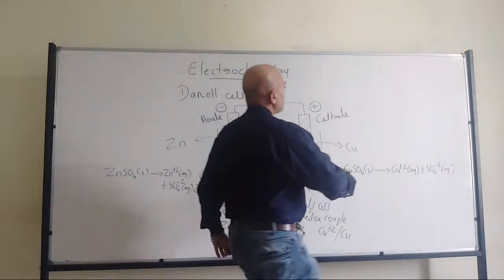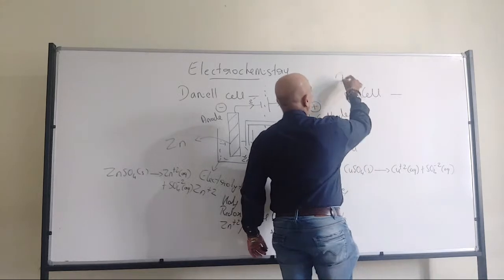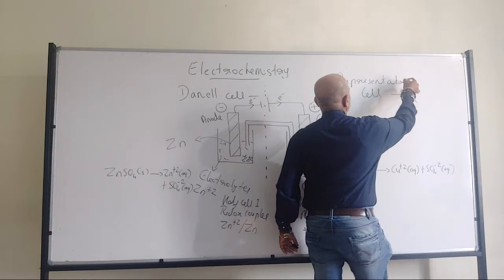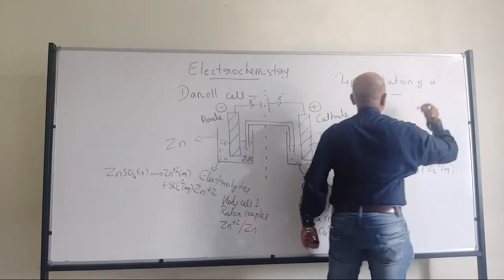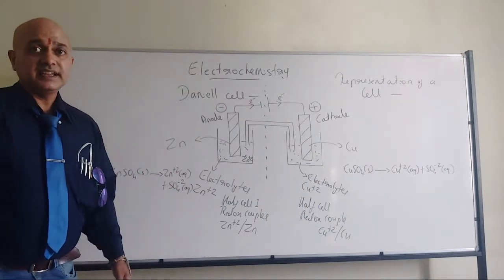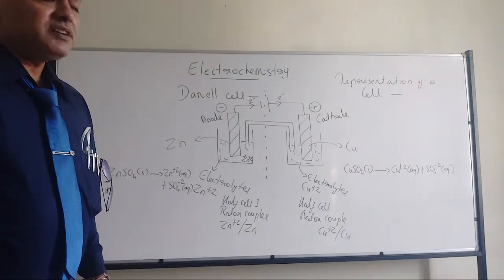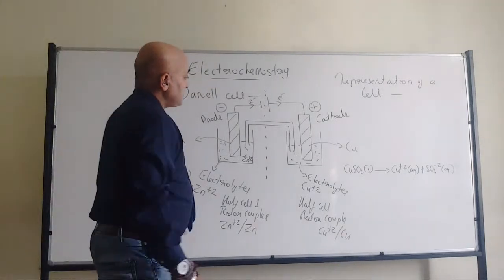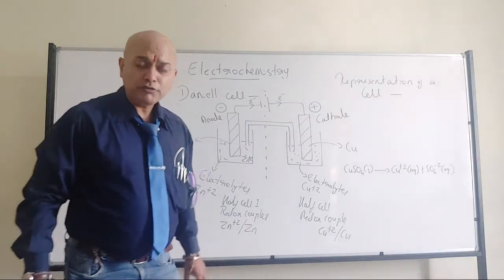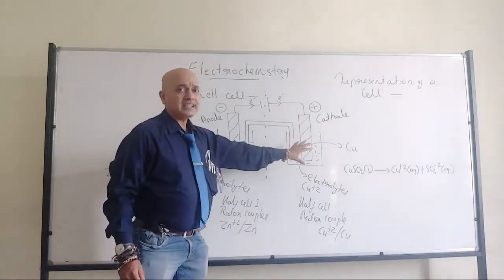Now we will go to representing the cell. How to represent a particular cell? Representation of an electrochemical cell or galvanic cell, or Daniell cell in this case. Whenever we are representing the cells, not by the diagram but in equation form, if I want to represent, first I should go with the anode, then I should go with the cathode.